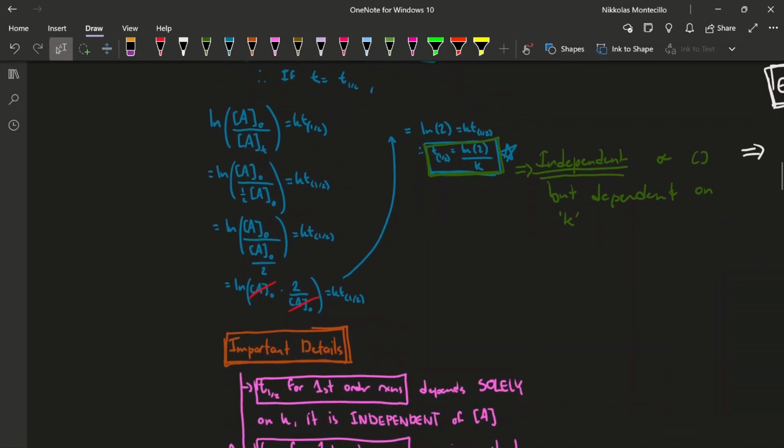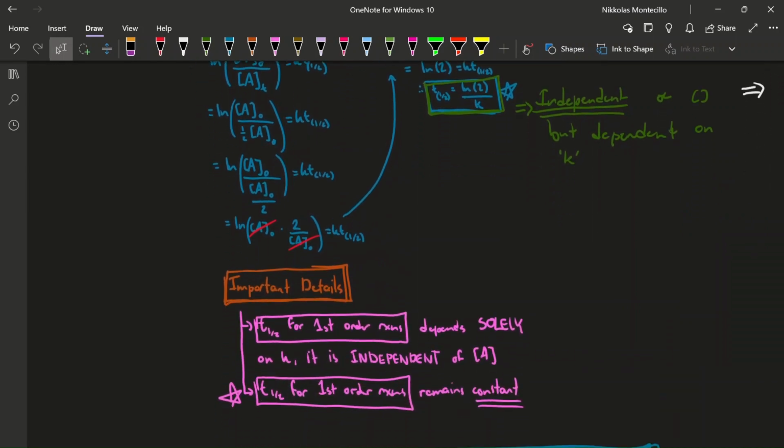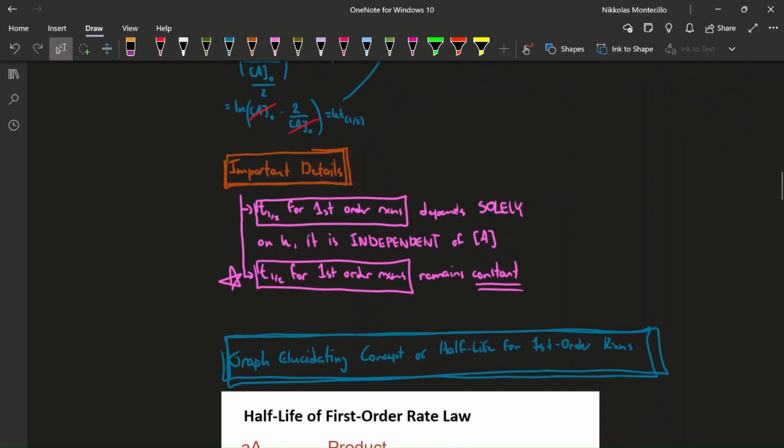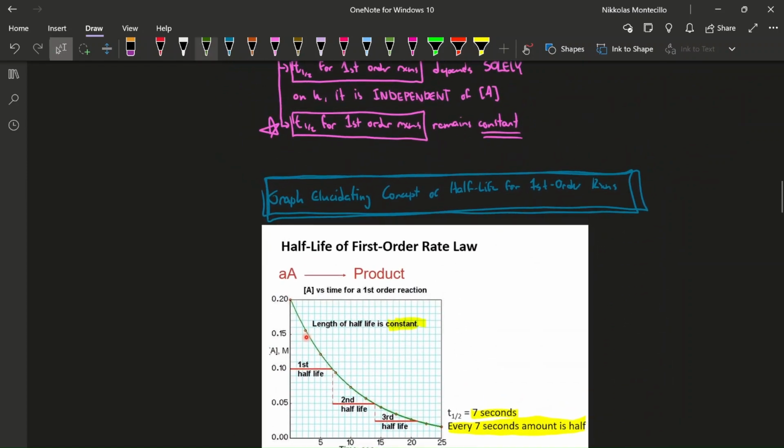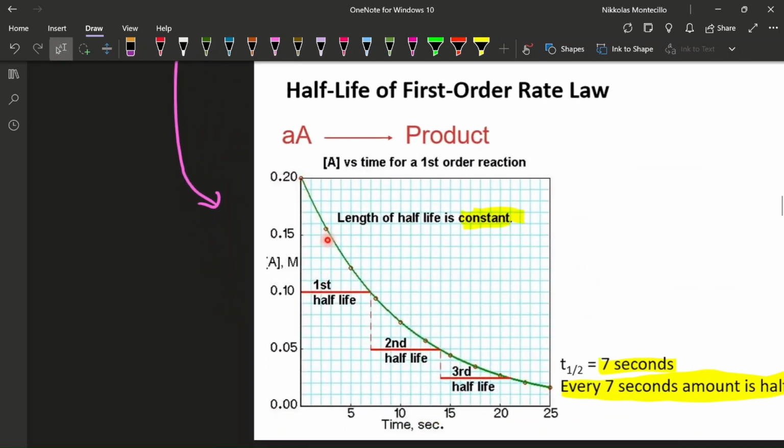Okay, so, some important details. The half-life for first-order reactions depends solely on k. It is independent of the concentration of A. So the half-life for first-order reactions remains constant, meaning that it does not change over time. We can see here, based on this graph, that the length of the half-life remains constant. It does not change.